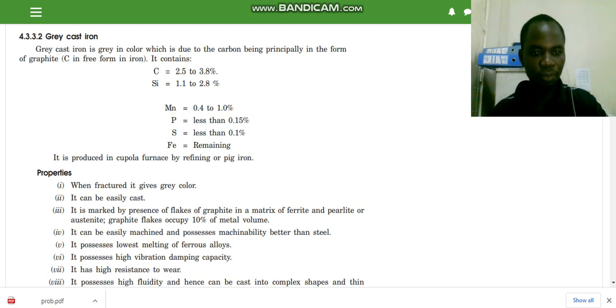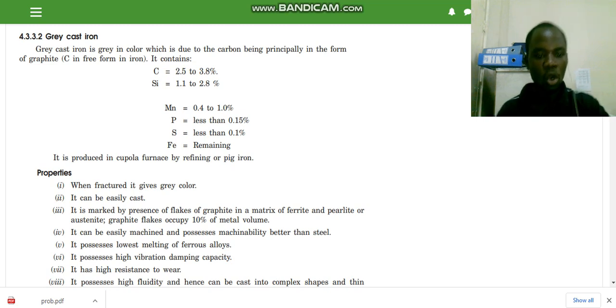to cool into. It is marked by the presence of flakes of graphite in a matrix of ferrite and pearlite or austenite. It can be easily machined and possesses machinability better than steel. So this makes it very useful in most engineering applications, because we need to machine it to make other components like bolts, nuts, etc.